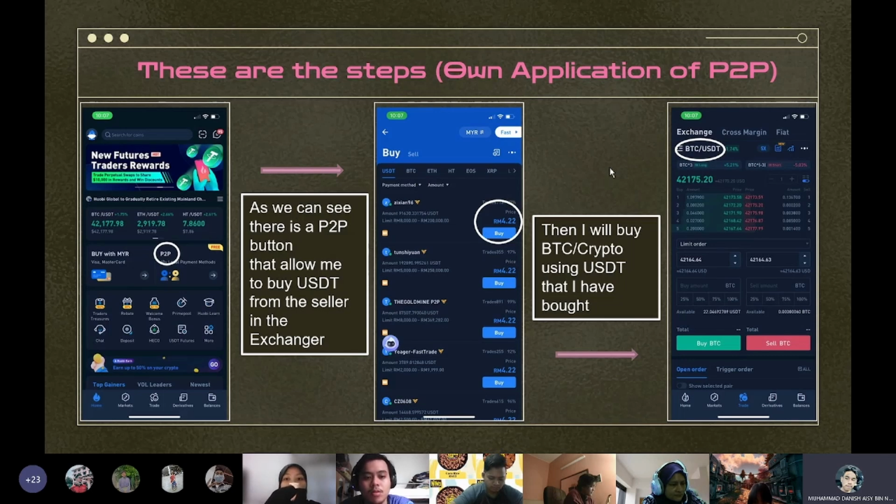After I have bought the USDT, only then can I buy, for instance, Bitcoin. You can see BTC/USDT, which means if I want to buy Bitcoin, I need to buy USDT first. I cannot directly use our local currency, which is MYR. So this is my own application of the P2P service that I use every day.